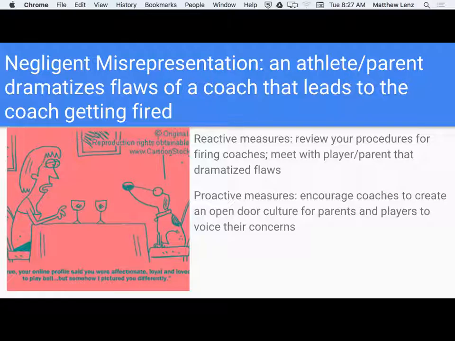Proactively, I think if you just encourage your coaches to have an open door policy, so that parents and players feel like they can voice their concerns, a lot of this is avoided. I know our coaches are very open to listening to their players and their parents, but I think the biggest problem that we have is that sometimes the parent just goes directly to the athletic director and doesn't ever actually talk to the coach.